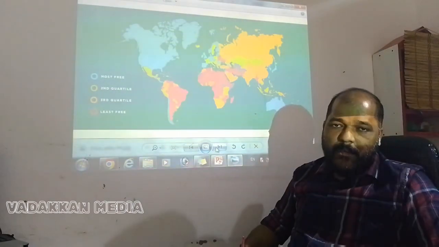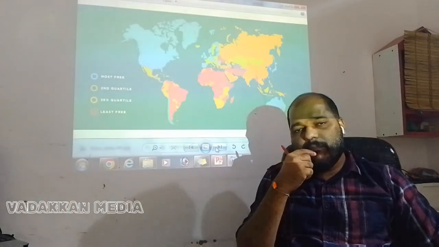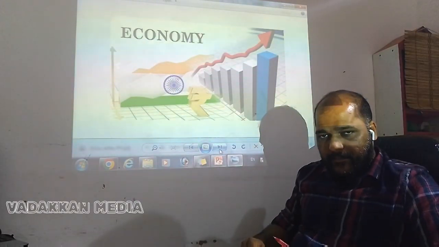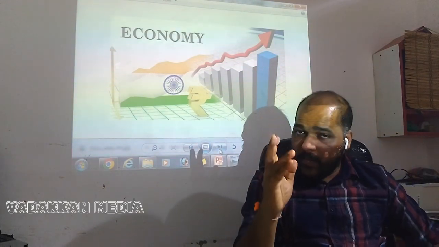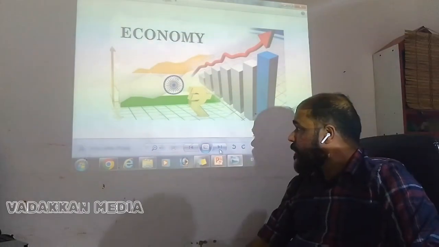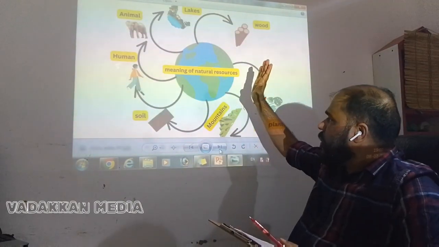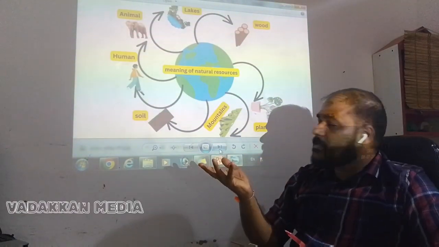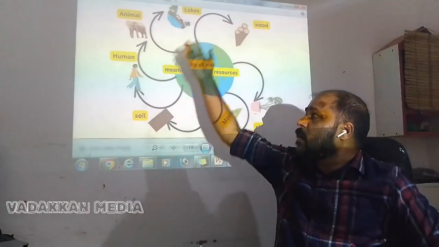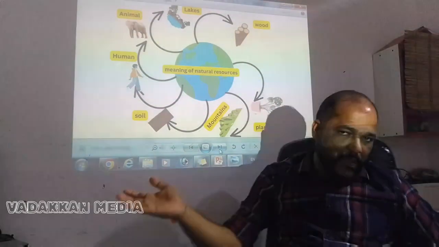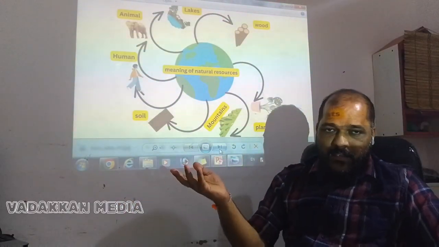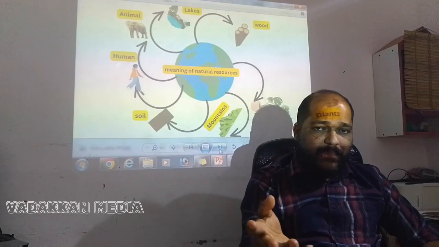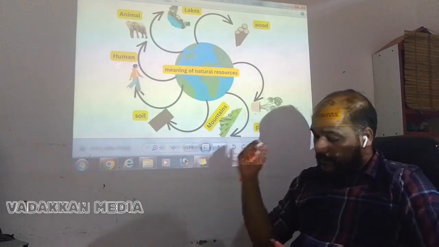The first one, the political freedom, and second one, economy. An economically developed country. And third one is natural resources: mountains, plants, soil, human, animal, lakes, wood, and something like that. So the available natural resources also depend on the progress and development of the country.